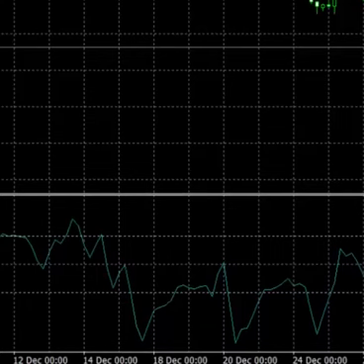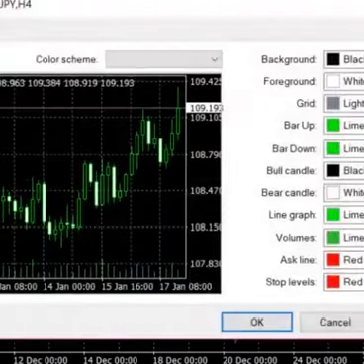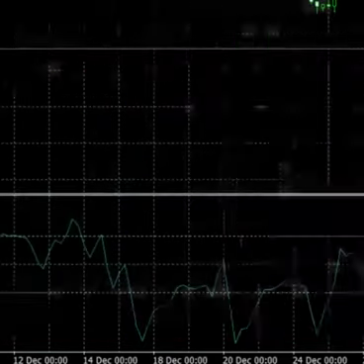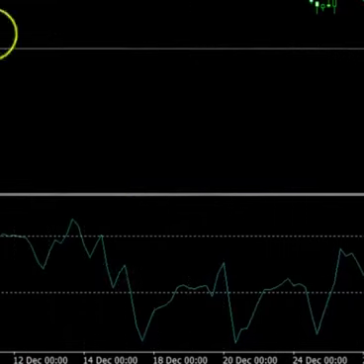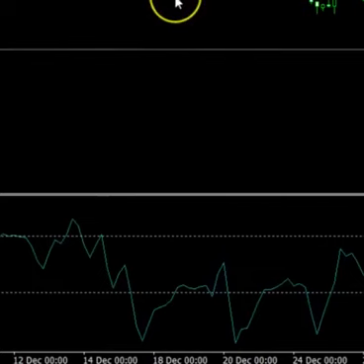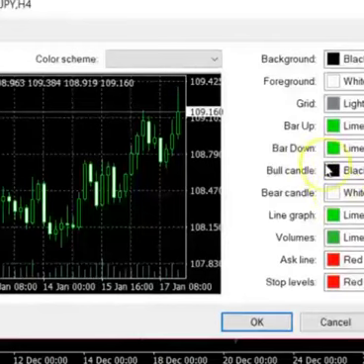The first thing you want to do when you get on here is right click, and go down here to properties. Well, before you do that, right click again and click grid. Take the grid off. Those are those lines right there. Then right click again, go to properties, and then you can go in here and change these colors, right?